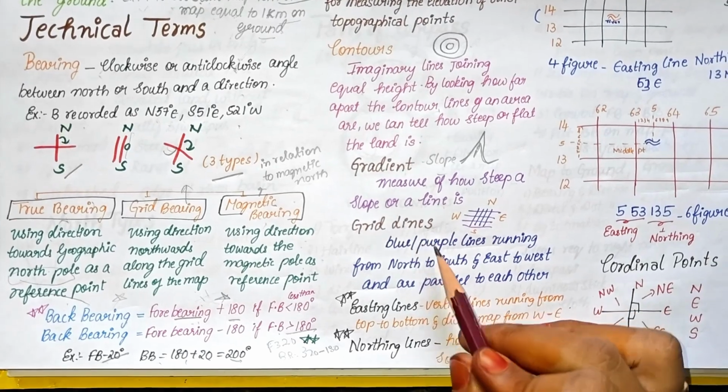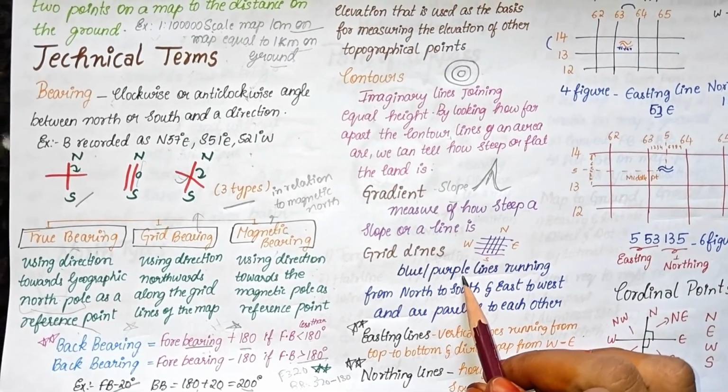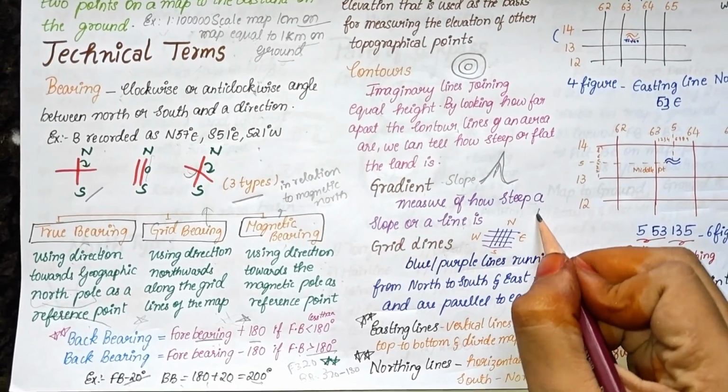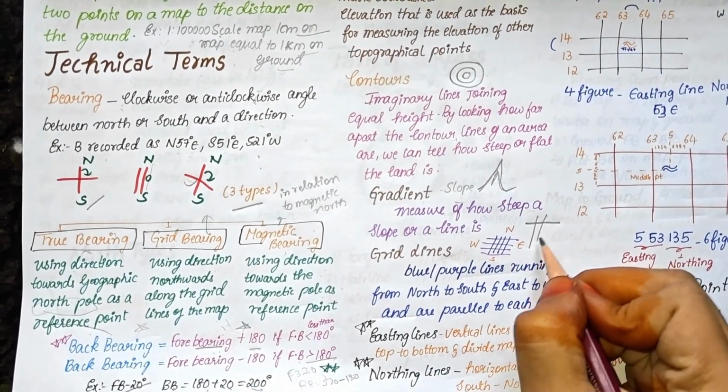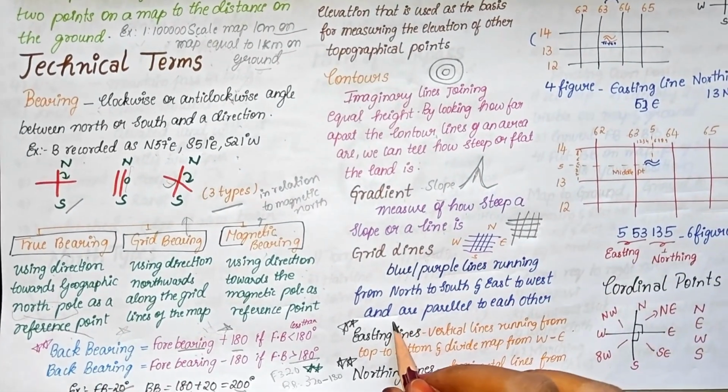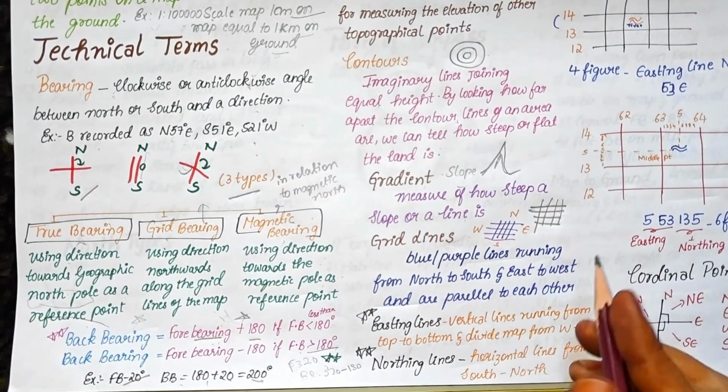So what are the grid lines? Purple or blue lines running from north to south and east to west. These are the grid lines, which are parallel to each other.